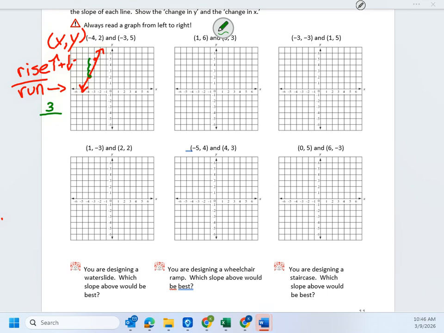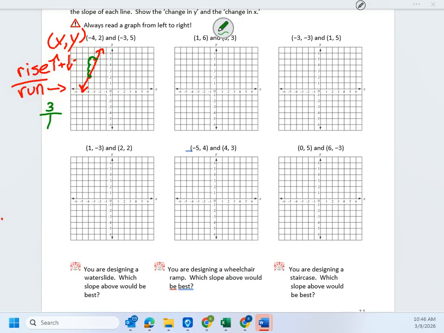Now I need to figure out the run. How many across am I going to go to get to my next point? Elliot? If I ended right here, because I went up 3, how many over to get to my point? 1. I'm going to hop over 1. So my bottom number is a 1.